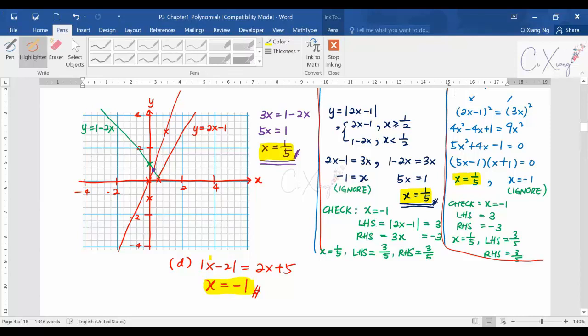Okay, so this is what we have for the second pattern. Then for the next video, we're going to discuss the third pattern of the question.